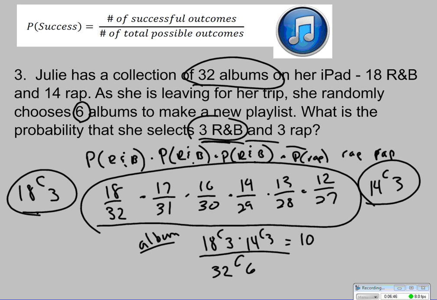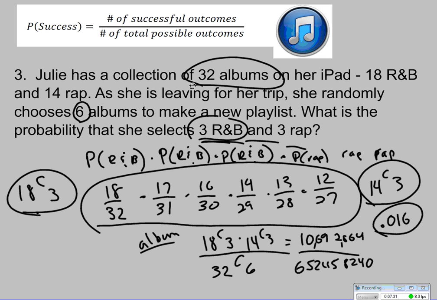Because this ends up being 10,692,864. That's just the number of ways that I can get 3 rap and 3 R&B together. And this bottom one, 652,458,240. So I want to take and divide those two. And that's going to be 0.016. So I've got about a 1.6% chance of picking 3 R&B and 3 rap.